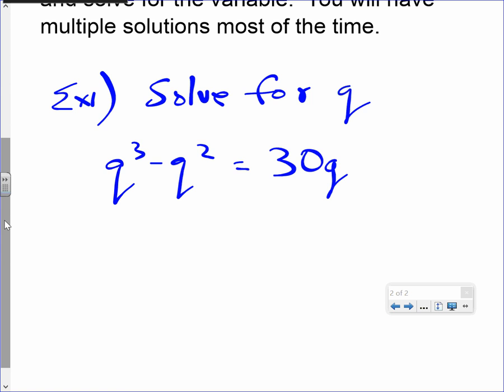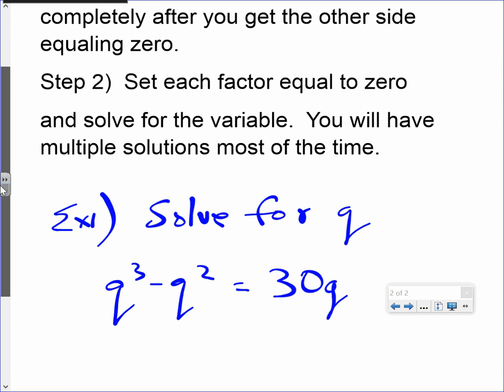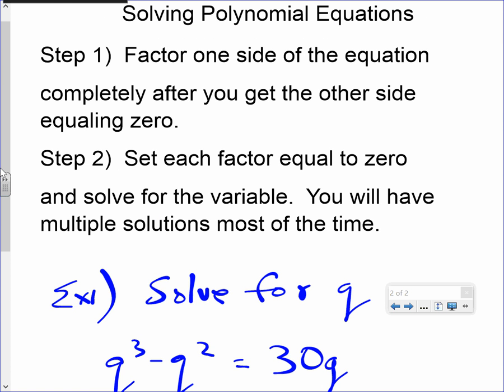Let's do step 1. Factor one side of the equation completely. When I say completely, I'm talking jujitsu. Use every single method here from our 7 methods. But it says after though. Don't even do that till you do this. Till you get the other side equaling 0.